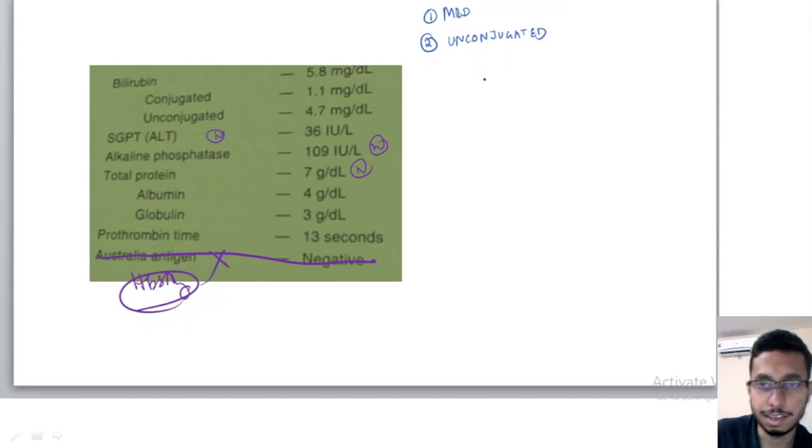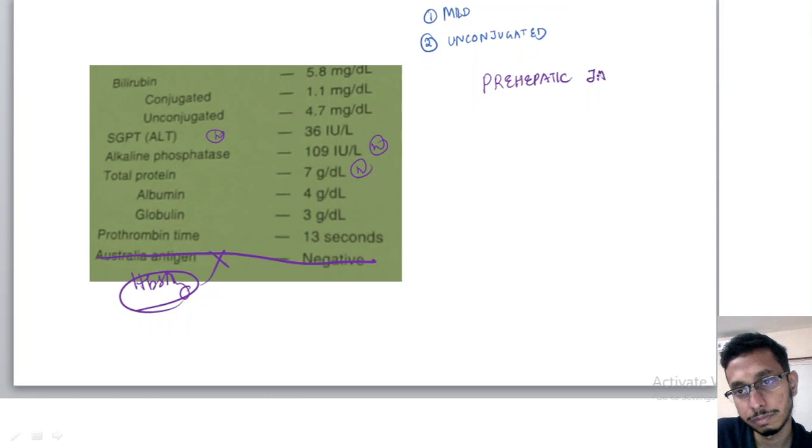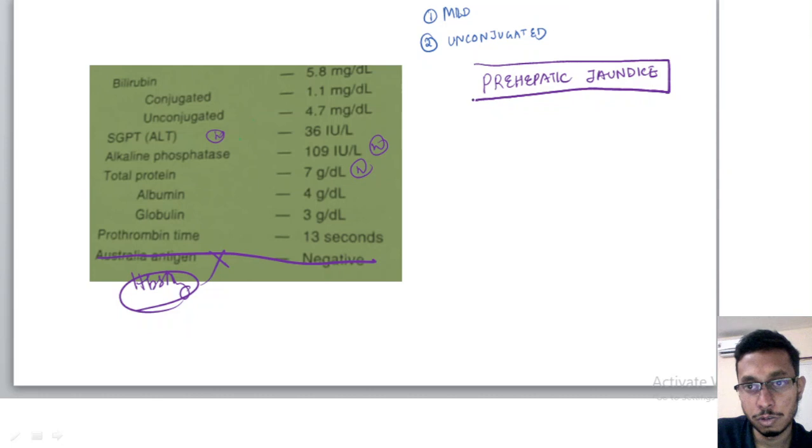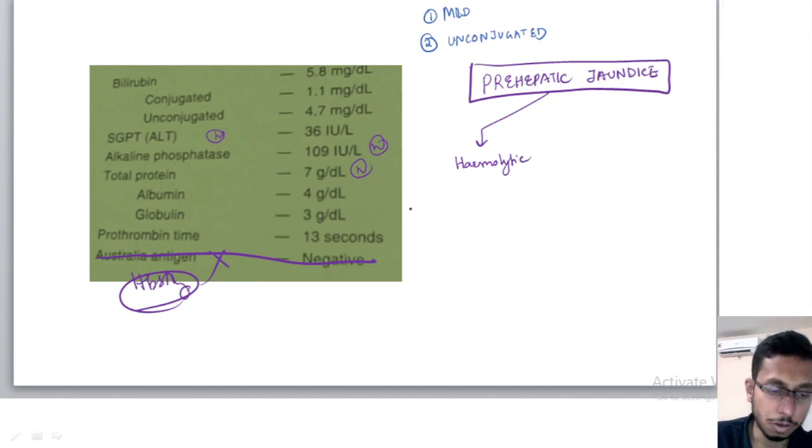So if you get a case of pre-hepatic jaundice, what you need to look for are the causes. The most common causes are obviously hemolytic. Now, hemolytic, all the causes of hemolysis, that is thalassemia, spherocytosis, immune hemolysis, G6PD structural deficiency, ineffective erythropoiesis, all of these are causes of pre-hepatic jaundice.